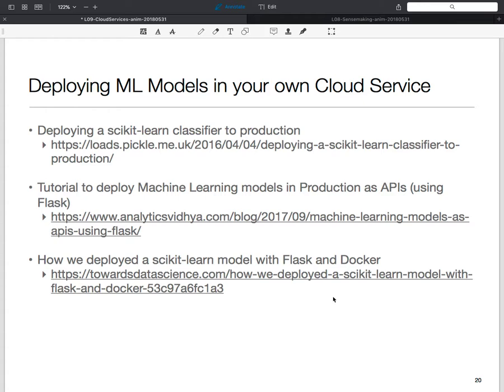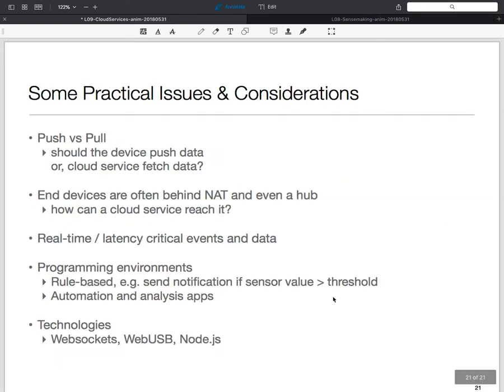Here are a few links which walk you through some of the more detailed steps in this process in terms of deploying your own models. So something worth considering. Any questions? Okay. Final thing, a few practical issues.